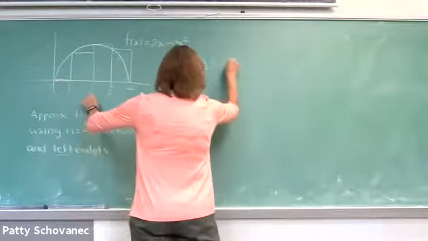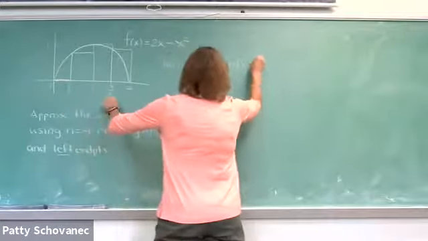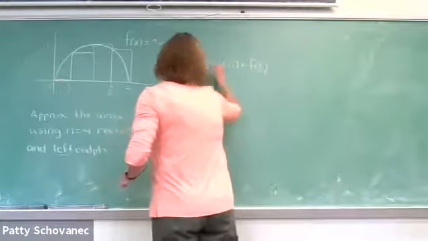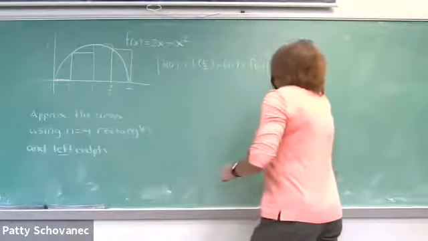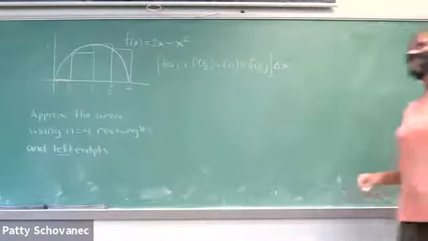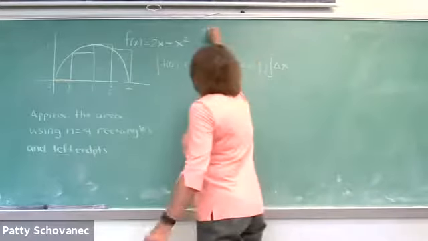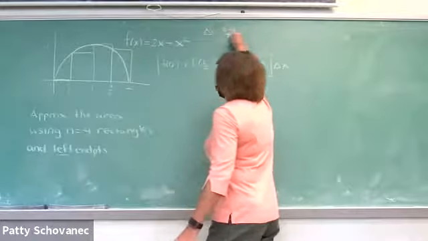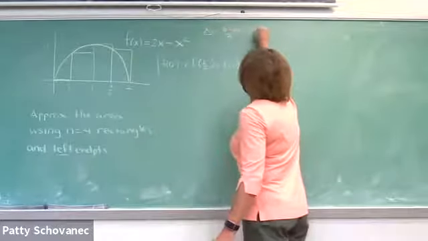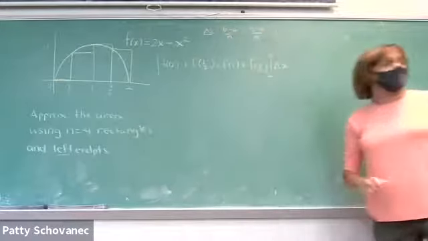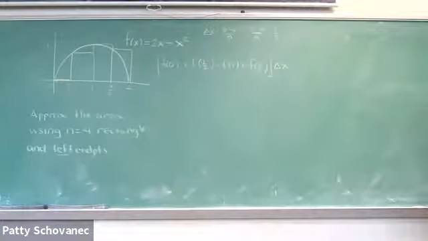plus f of 1 plus f of 3/2. Those are all the heights times the width. And so I just surmised that the width was 1/2, but again, b minus a over n. Confirm that. My b is 2, my a is 0, and n was 4. Each delta x has a width 1/2.